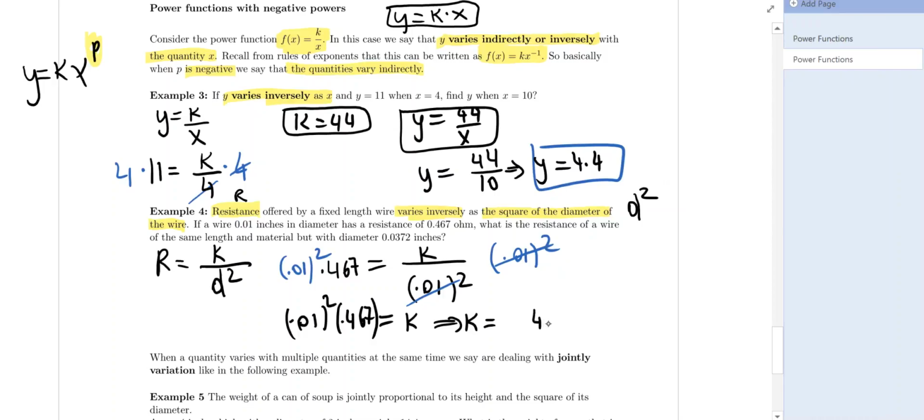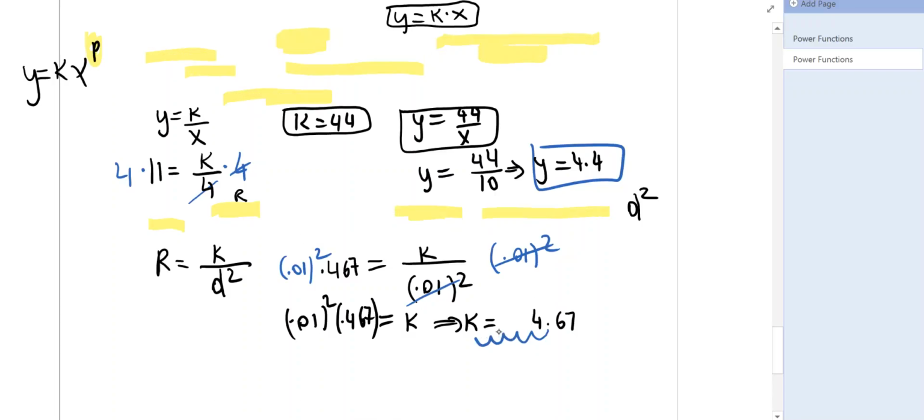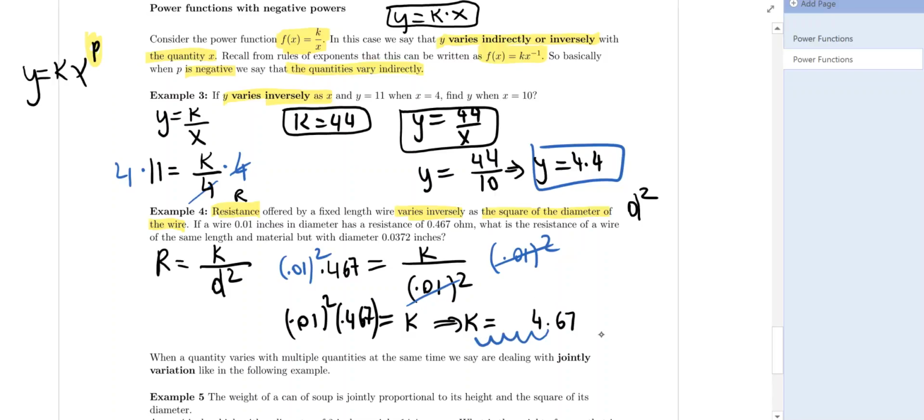So 4.67, and then this moved 1, 2, 3, 4, 5. So basically I'll have 1, 2, 3, 4 zeros in front of that. So 4.67 e to the negative 5 means 0.0000467. Okay, so this is my k.